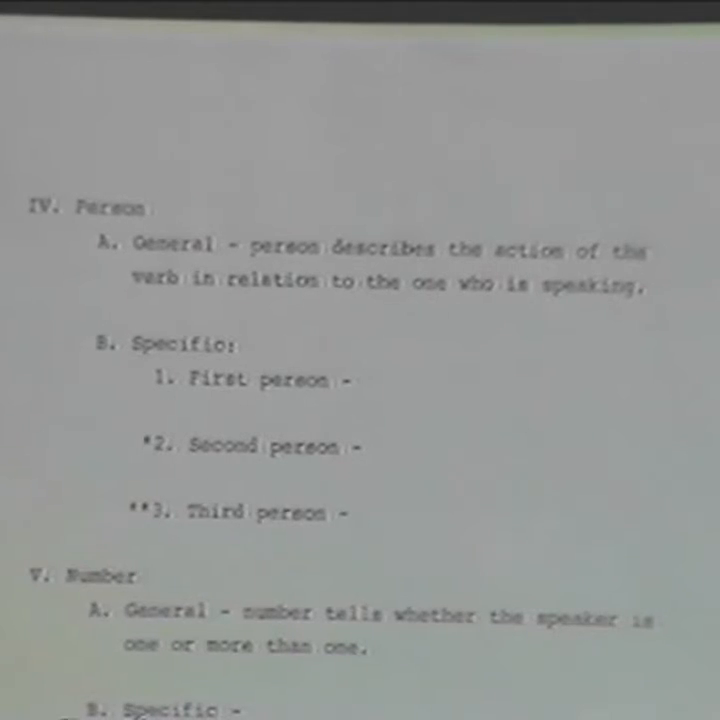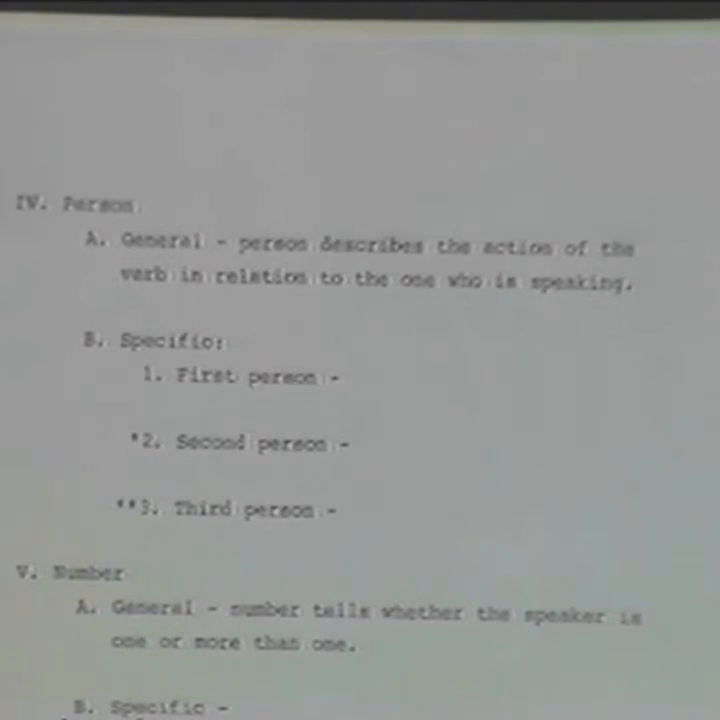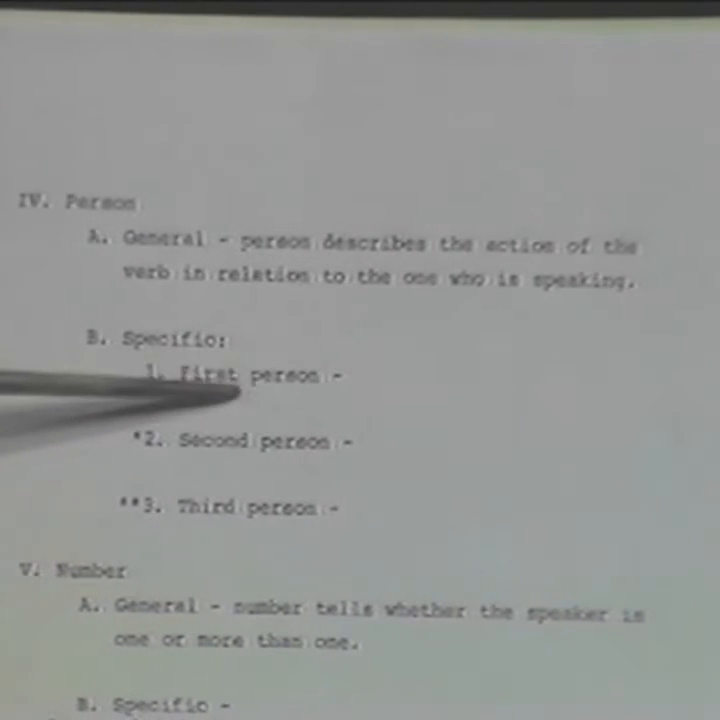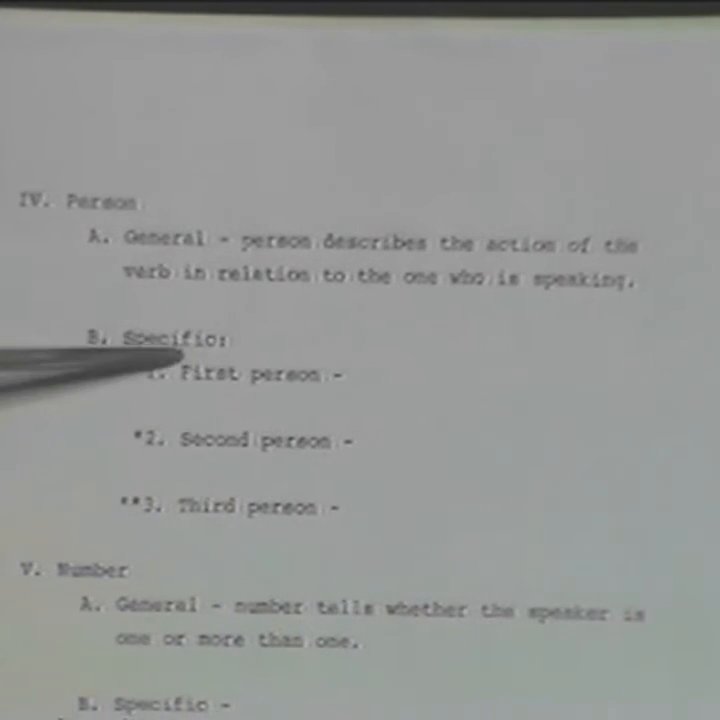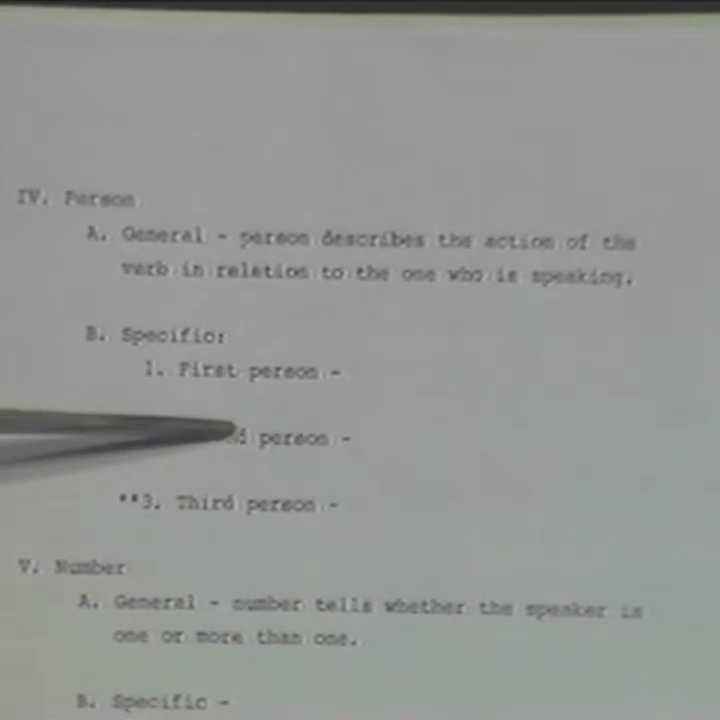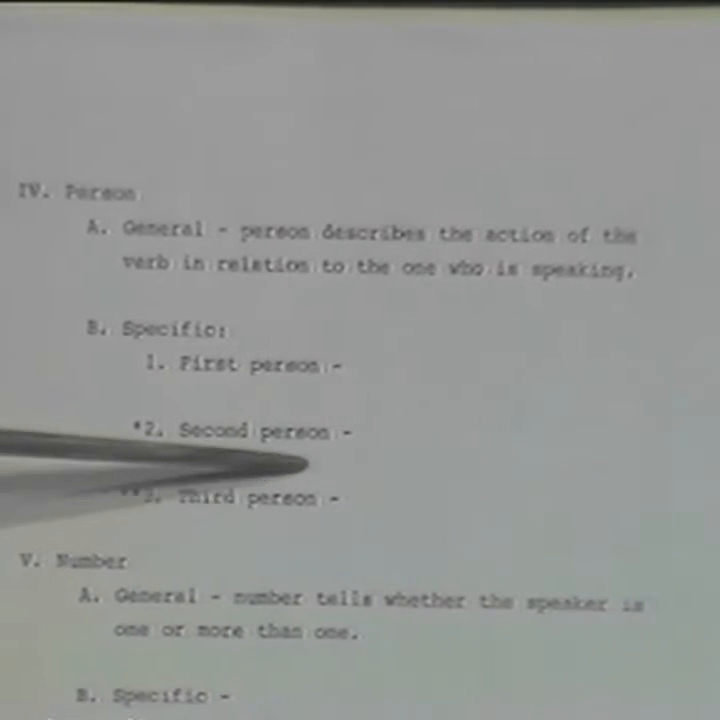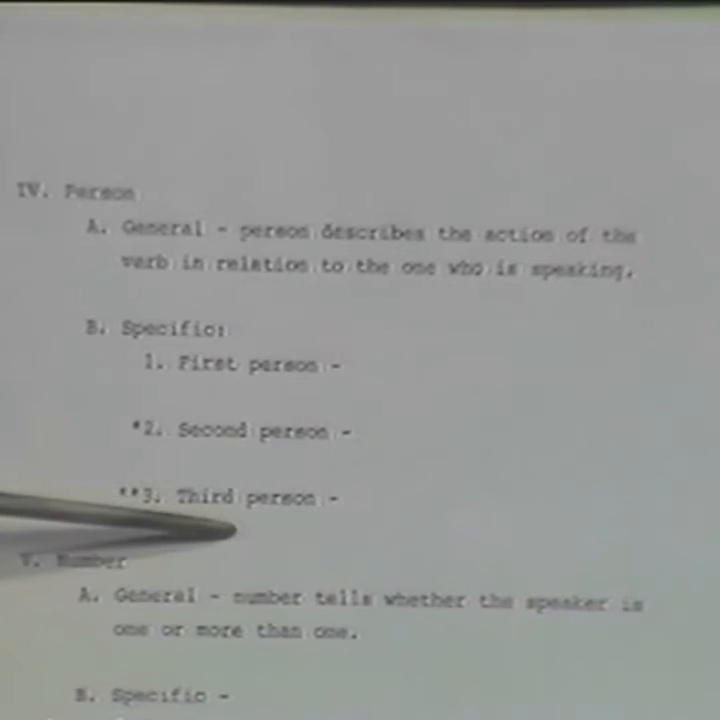The person. In general, person describes the action of the verb in relation to the one who is speaking. Now, if I'm using first person, I'm saying it's the person speaking. First person, the person speaking. Write that in your workbook. The person speaking. Second person is the person spoken to. And third person is the person spoken about. Person speaking, person spoken to, person spoken about.